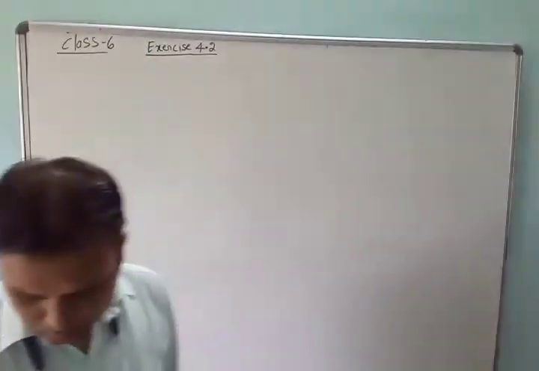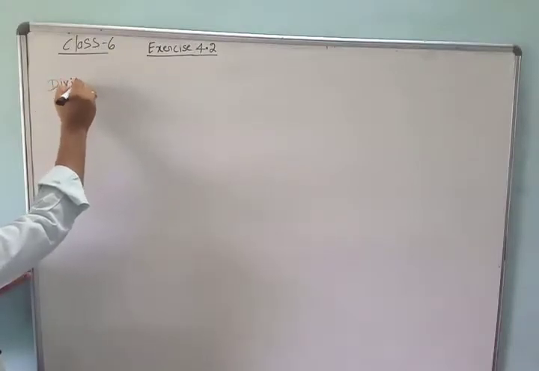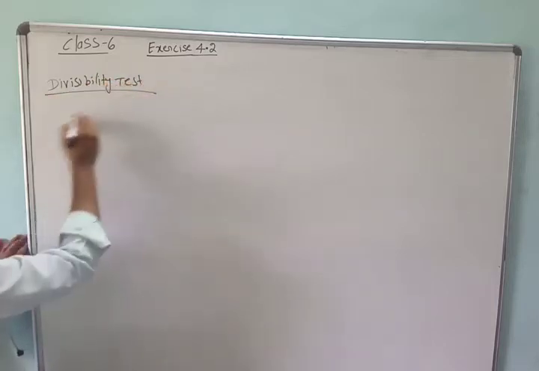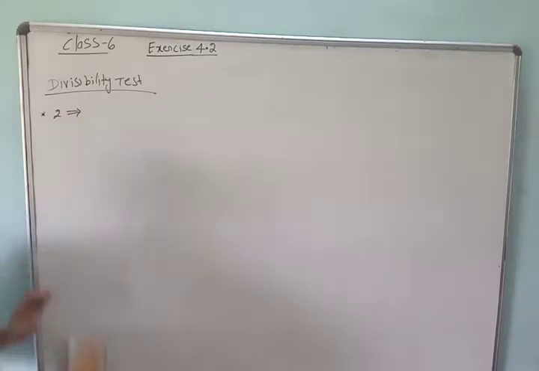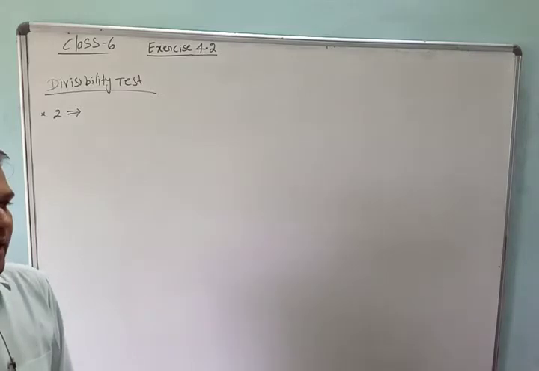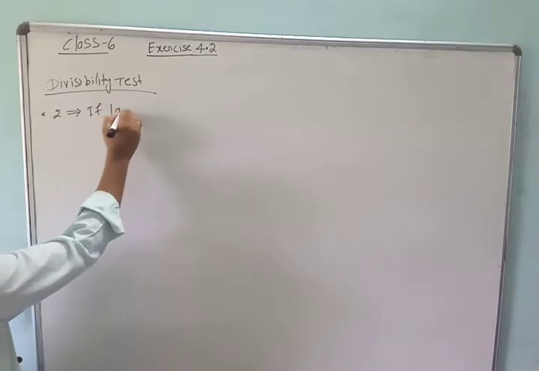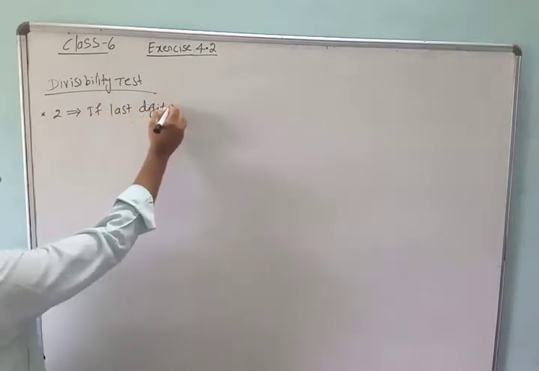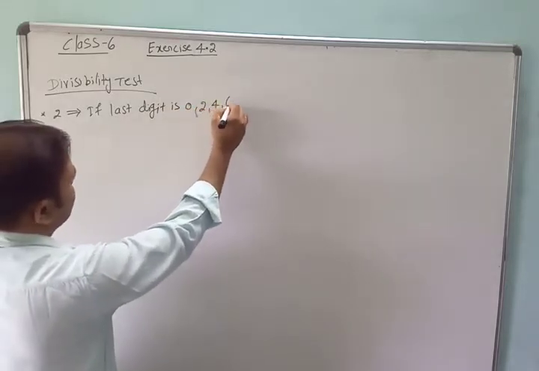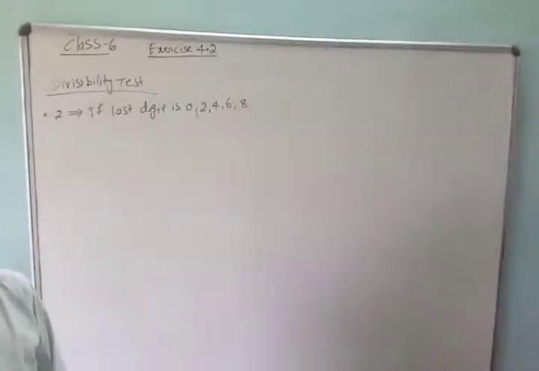In exercise 4.2, we have to learn some divisibility tests. Starting from 2, we have to check whether a number is divisible by 2 or not. Then we have to check its last digit. If the last digit is 0, 2, 4, 6, or 8, then we can say that the number is divisible by 2.